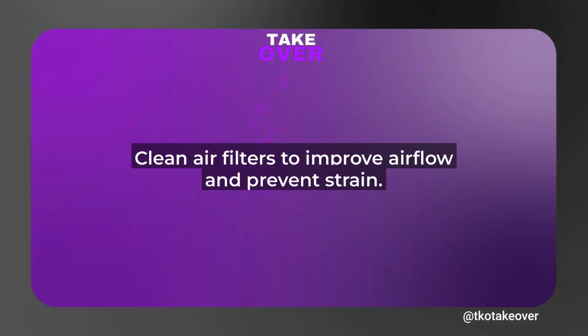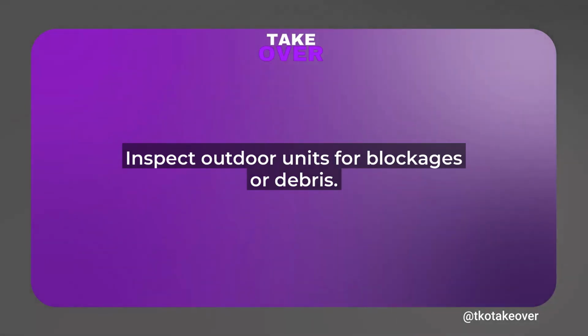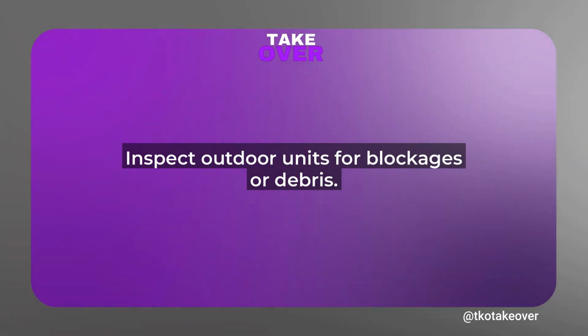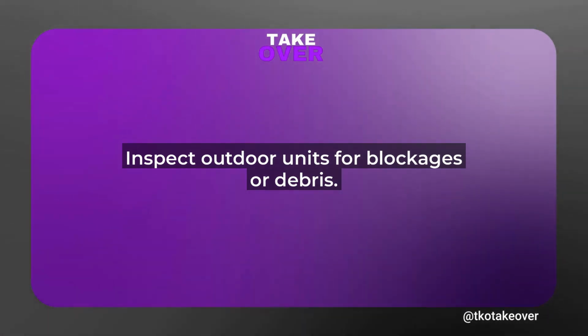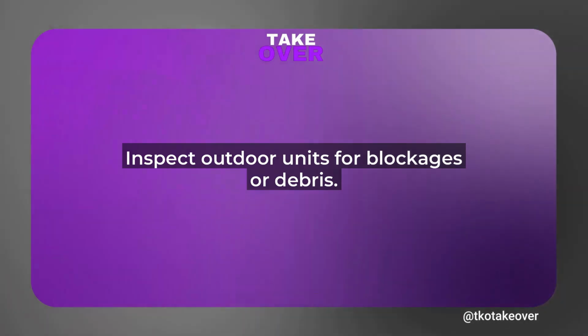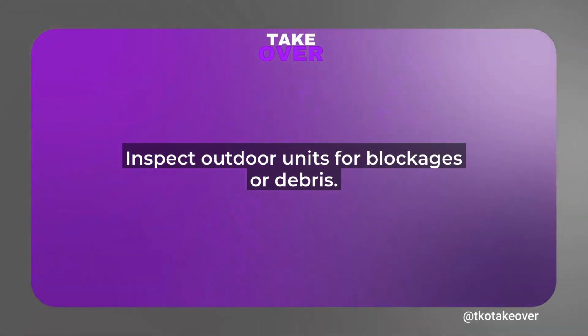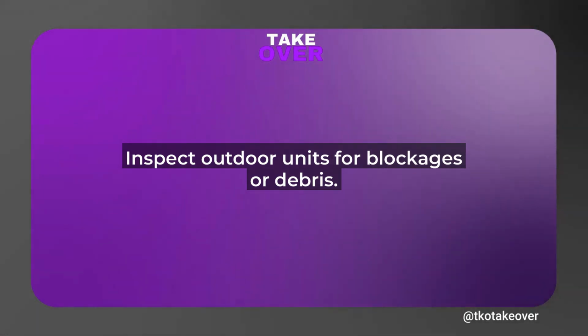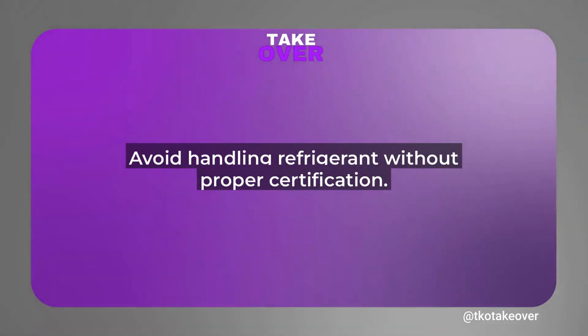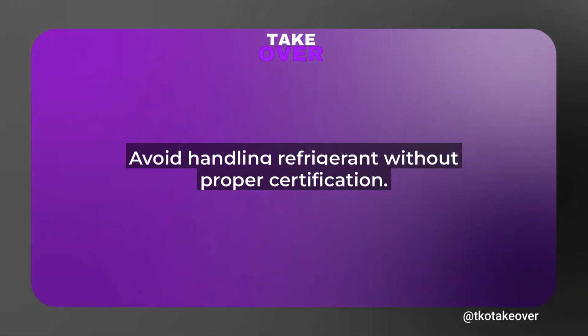The good news is, you can try a few troubleshooting steps at home. Start by turning off the power to your air conditioner at the circuit breaker and waiting about 5 minutes before turning it back on. This simple reset can sometimes clear the error. Next, check and clean your air filters if they're clogged, as dust buildup can strain the system. Also, ensure the outdoor unit is free from debris like leaves or dirt that might be blocking airflow.